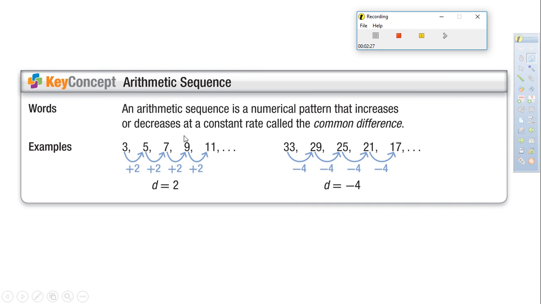So, the first thing to know is that an arithmetic sequence is a numerical pattern that increases or decreases at a constant rate called the common difference. This is very similar to the slope of a linear equation because you have a constant rate, just like that constant rate of change. So you are using the same pattern going up or down each time. In this example, 3 plus 2 is 5, 5 plus 2 is 7, 7 plus 2 is 9, 9 plus 2 is 11. So my common difference is 2, a positive 2. Here we're subtracting all the way through, so my common difference is a negative 4.